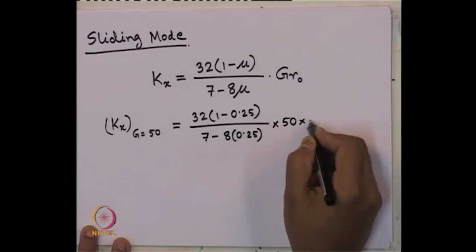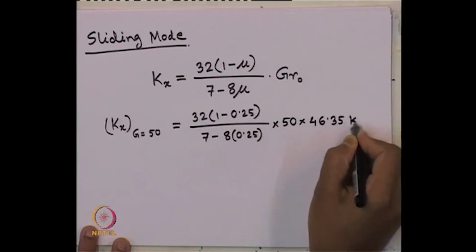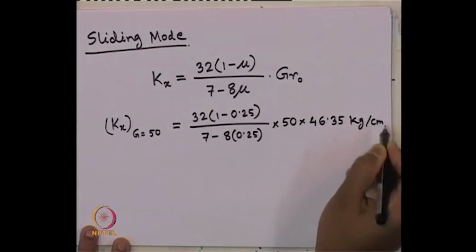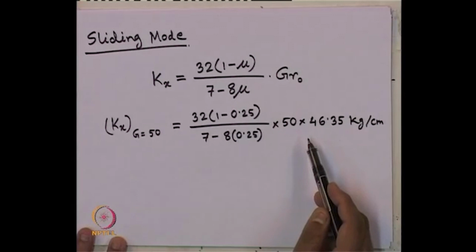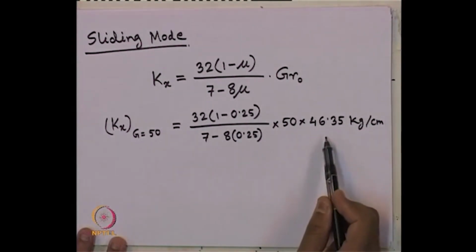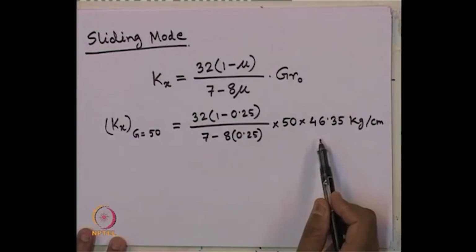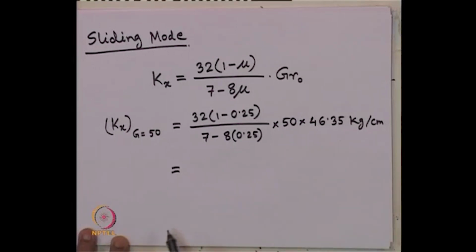R naught, we have already computed as 46.35 kg per centimeter unit. R naught, that is the equivalent circular radius, remains the same in both the vertical mode of vibration and the sliding or horizontal mode of vibration. So, let us compute how much it is coming.